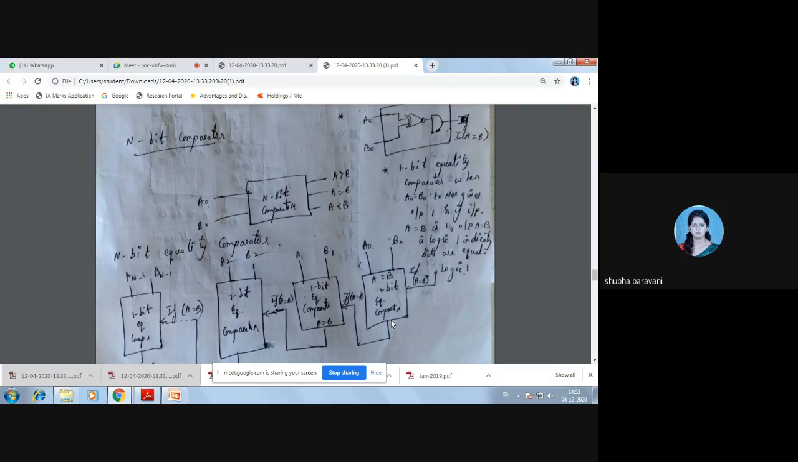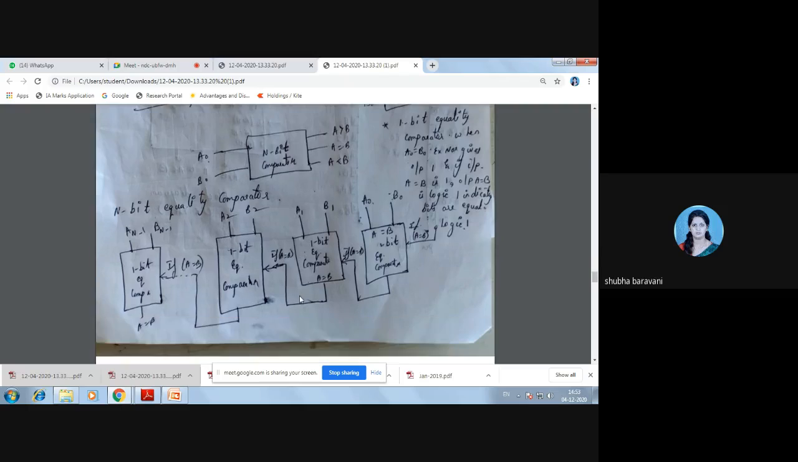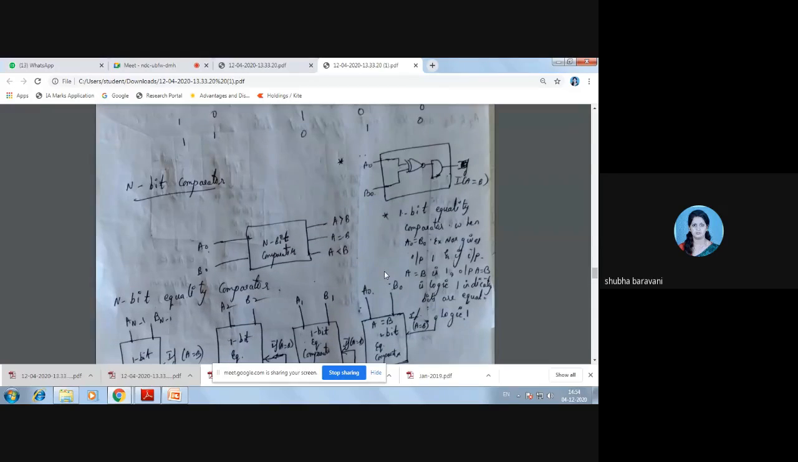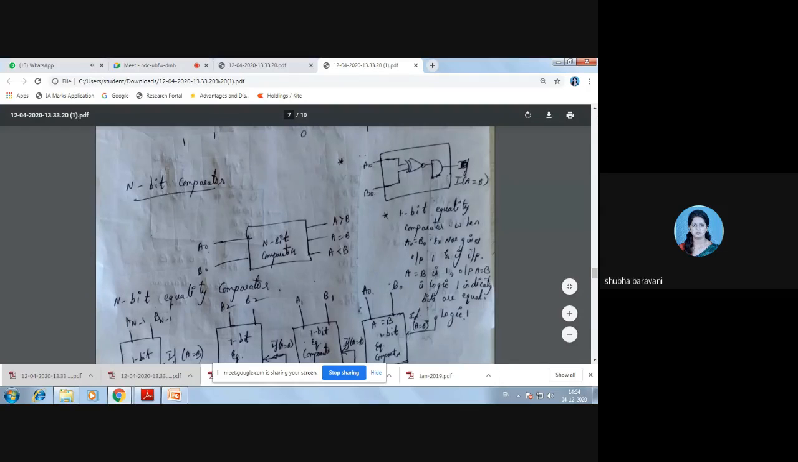So now you can see, I have cascaded n one bit comparators whose sub inputs will be A is equal to B. Whichever output you get from the previous stage, that will be the input. Understood this everyone? Yes, ma'am. Right.